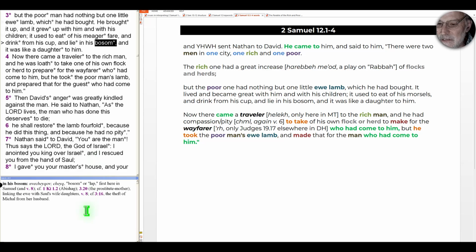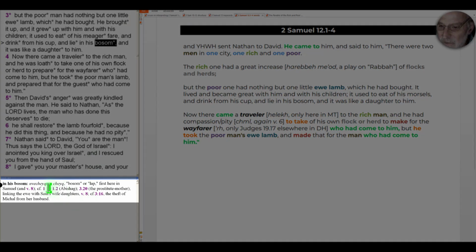But in my note, you can see what it's implying here in the first use of the word chik for bosom or lap: it will be Abishag, who's the young, beautiful woman who lies with David to keep him warm and is the object of lusty or at least political sexual attraction, as we'll see there from others. And then the prostitute mothers in the very story that I was just suggesting may be parallel with this.